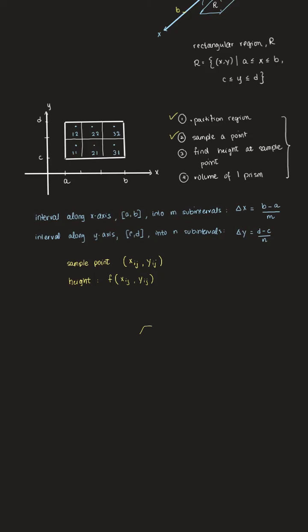So here's our little rectangular prism. It's going to look something like this for my ijth piece. And this height is the function value at whatever point, right? So our surface is up here, and I'm using as my height my function value.